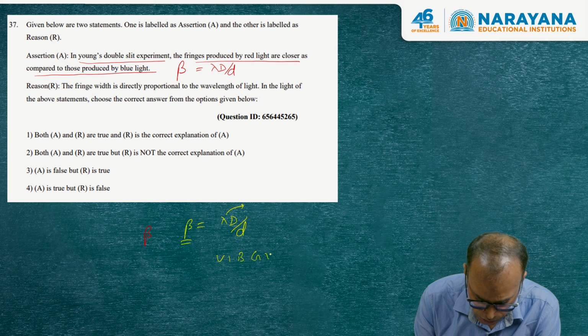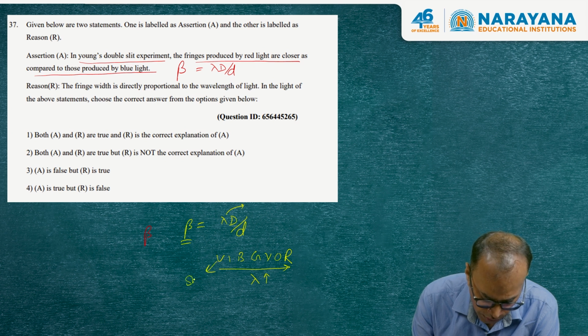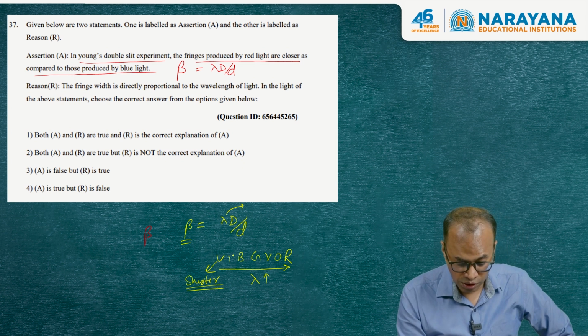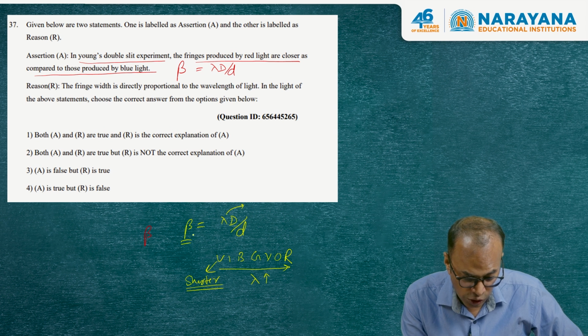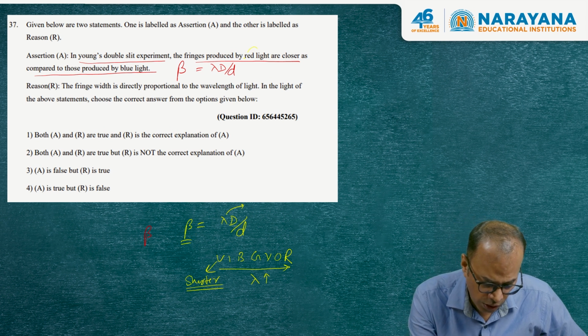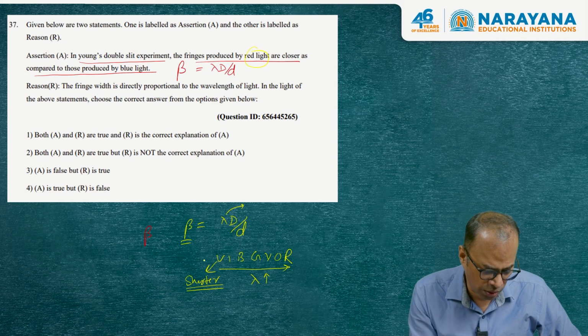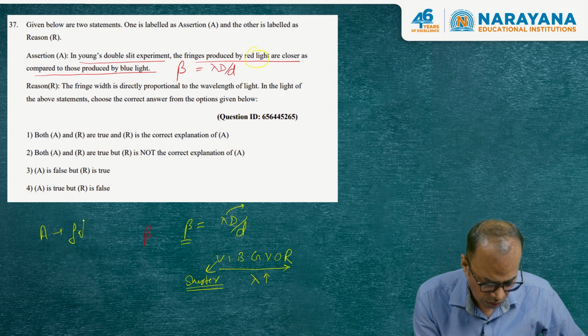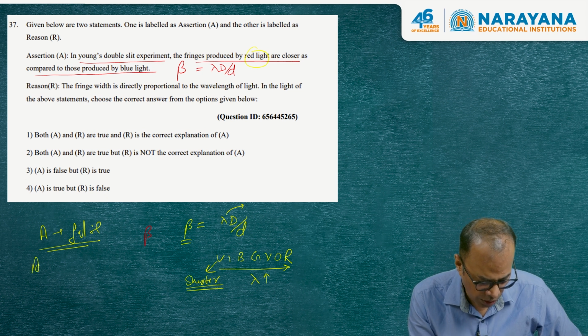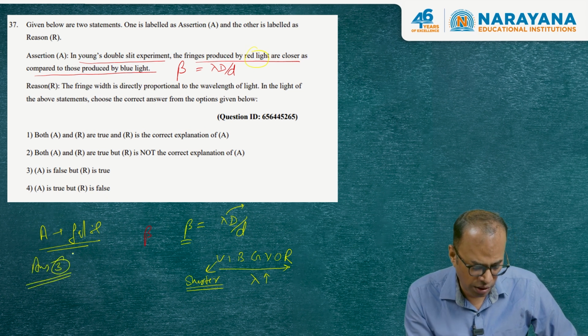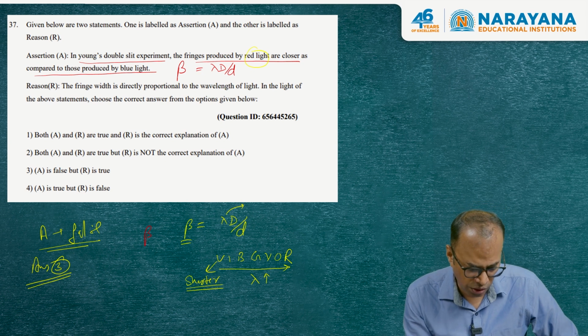For beta to be less, wavelength should be less. Now you must remember this, in VIBGYOR this is increasing order of wavelength. Red has longer wavelength, violet has a shorter wavelength. Violet, ultraviolet, they are dangerous, high energy, short wavelengths. Red has a longer wavelength, so beta is more for red. So red light fringes should not be closer. So the assertion is false. There is only one option which says assertion is false. Answer must be 3. But for your awareness, let's verify the reason also for your general knowledge.